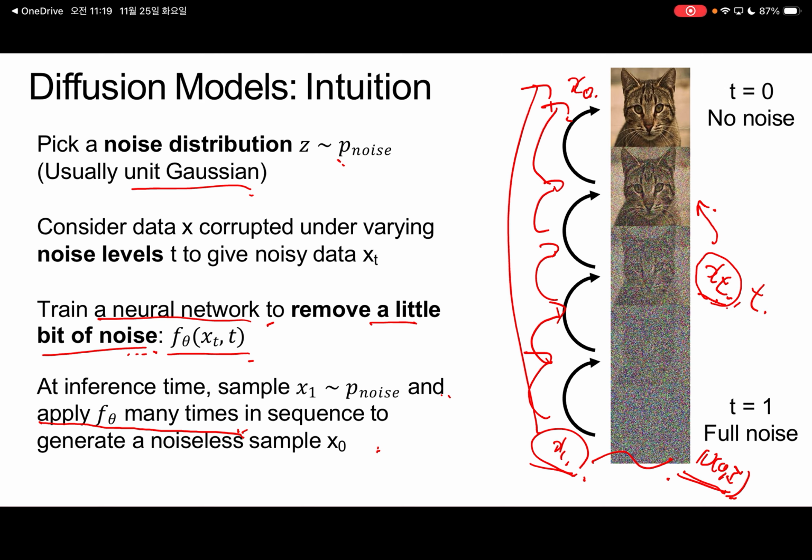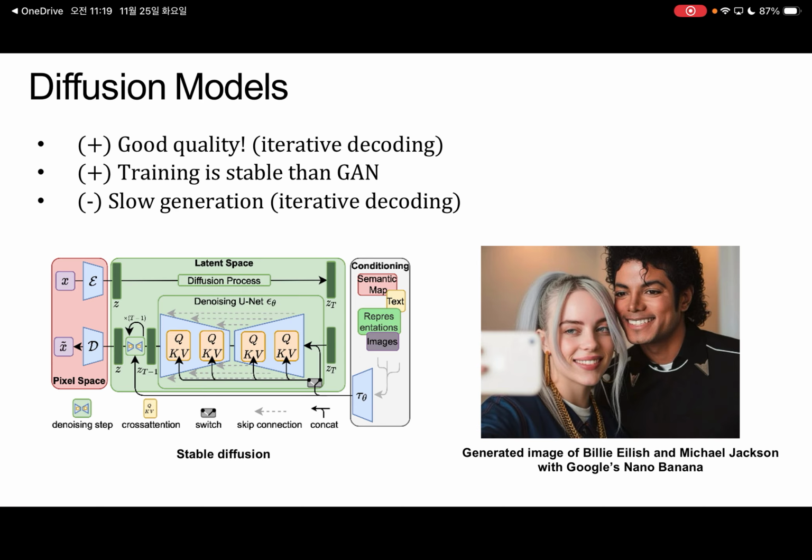That is the difference between VAE, GAN, and diffusion models. In VAE and GAN, we use the decoder and generator only once, but the diffusion model uses the neural network multiple times, which makes generation quite slow. Good quality because of iterative decoding, I guess. I mean, instead of a single feed forward pass to the decoder and generator, we have a denoising network, which works in an iterative manner.